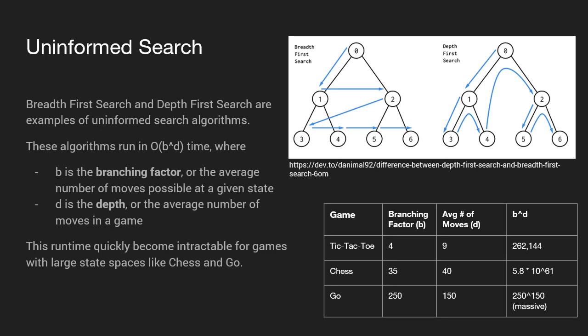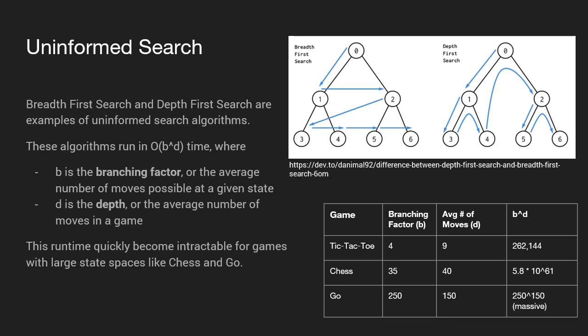Two very simple examples are breadth-first search and depth-first search. And I'm not going to go into detail about these. You can look them up if you want more information. But the relevant part for this presentation is that these algorithms both run in exponential time. They run in O of b to the d time, where b is the branching factor, which is basically the average number of legal actions that you can take at a given state. And d is the depth, which is the average number of moves in a game.